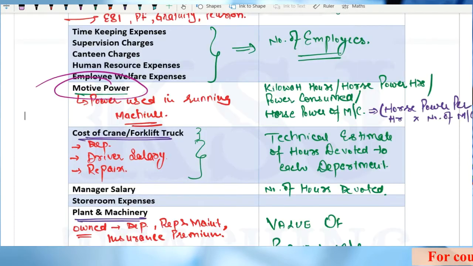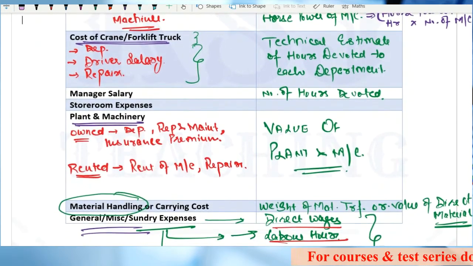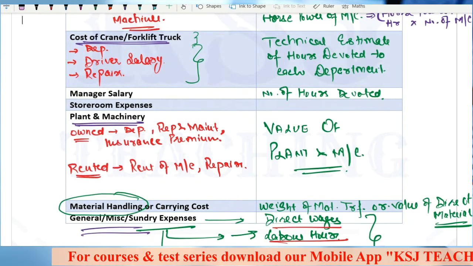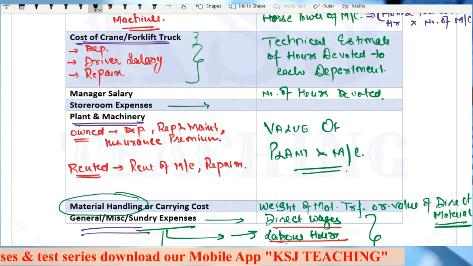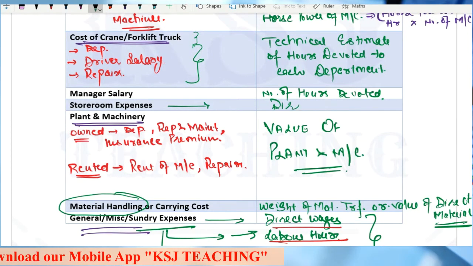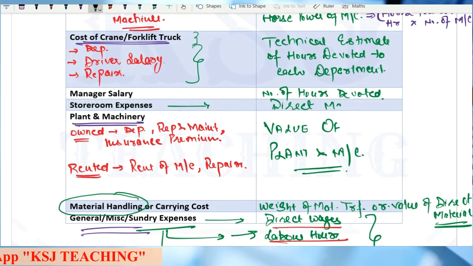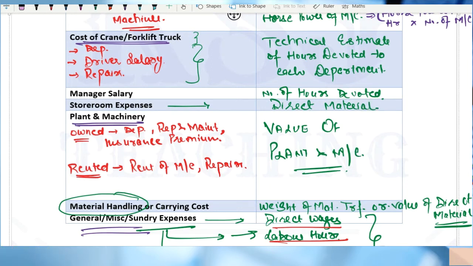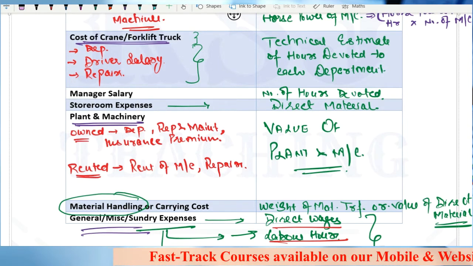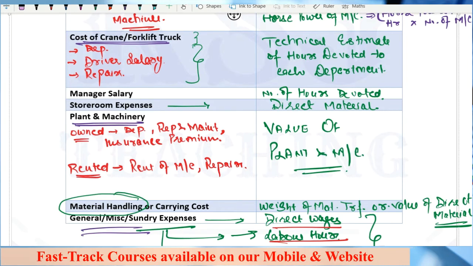I've given it here also, I think. Storeroom expenses. Okay, we missed out yesterday. Storeroom expenses on the basis of direct material, because most of the material is being kept in the store, so it will depend upon that. So we can distribute it on the basis of direct material.